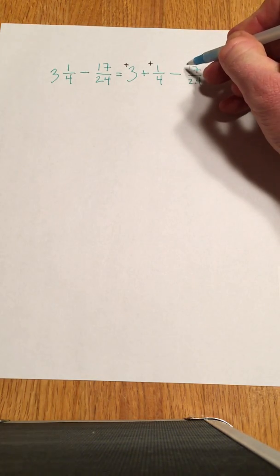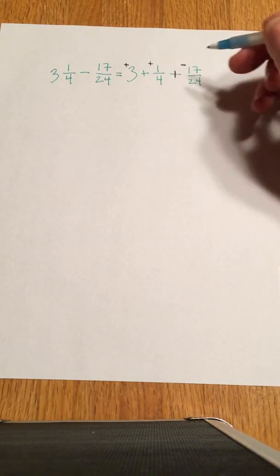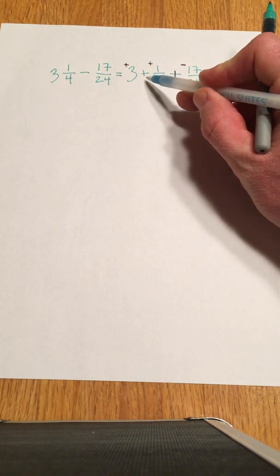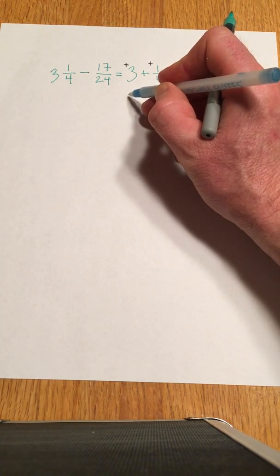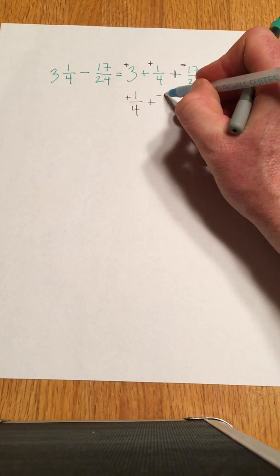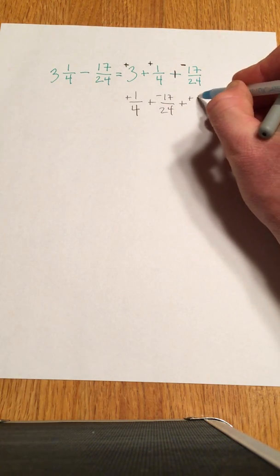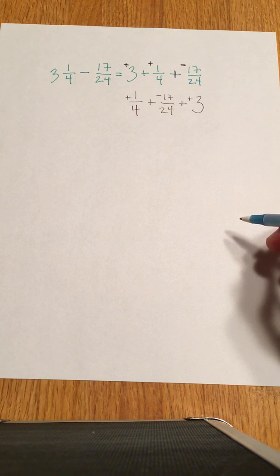So one way I could do that is keep my negative sign up here with the 17/24 and turn this into a positive sign. That's easier visually for me. Due to the commutative property of addition, I can rearrange this expression however I like. I could put positive 1/4 first, and then my negative 17/24, and then my positive 3. That's totally within the rules of mathematics due to the commutative property of addition.